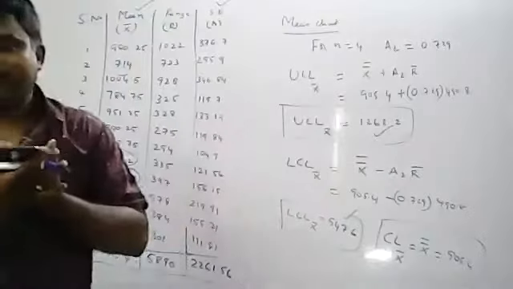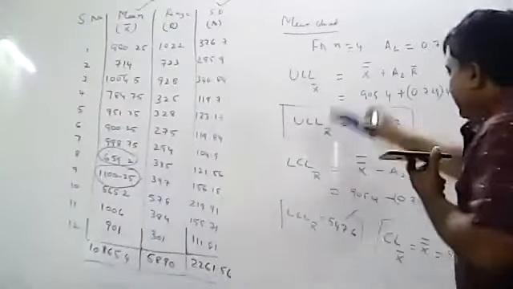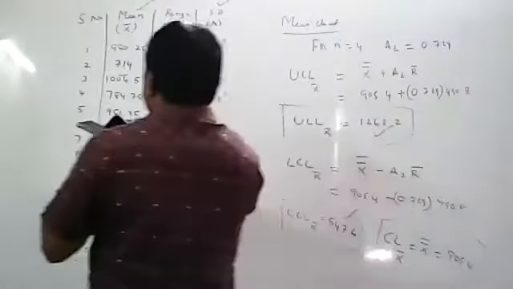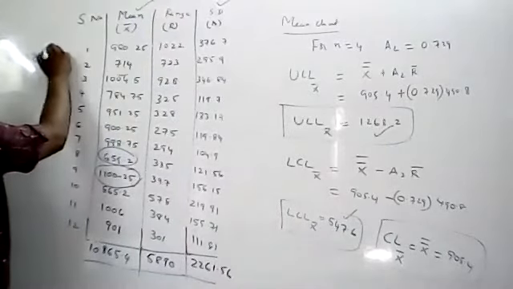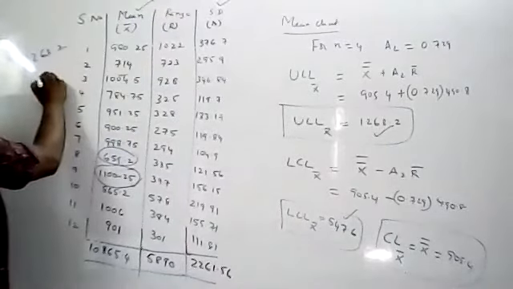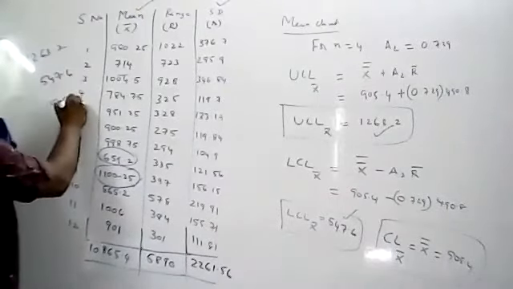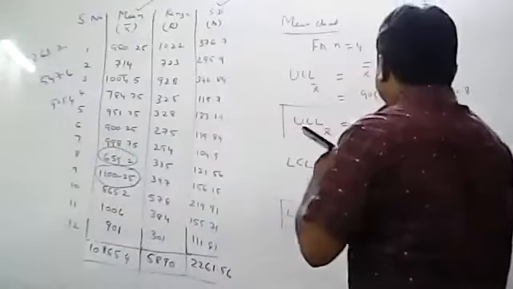Okay, so now I will construct a control chart. I hope you understood this calculation. So up to 1300 I have to consider. So I want the UCL value. Just I am writing the values here. UCL value is 1263.2. LCL value is 547.6, and CL value is 905.4. So these values are required.